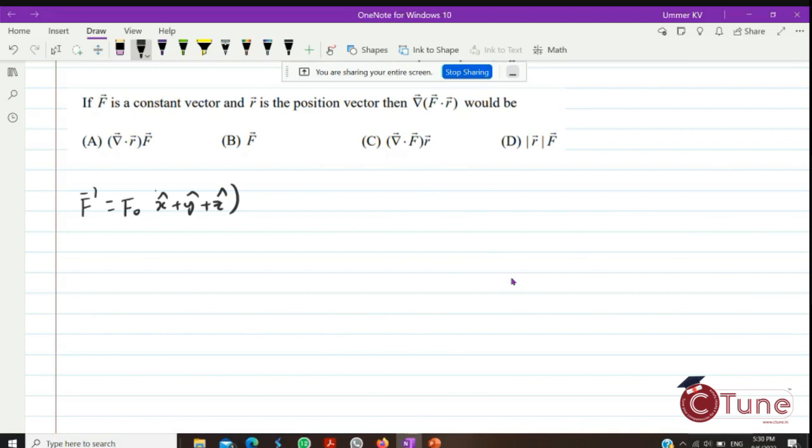These are the unit vectors, right? So this is the force F, or F is a constant vector. Constant vector എന്ന് കൊടുക്കുന്നത് അല്ലേ എന്റെ ക്വസ്റ്റ്യനിൽ.